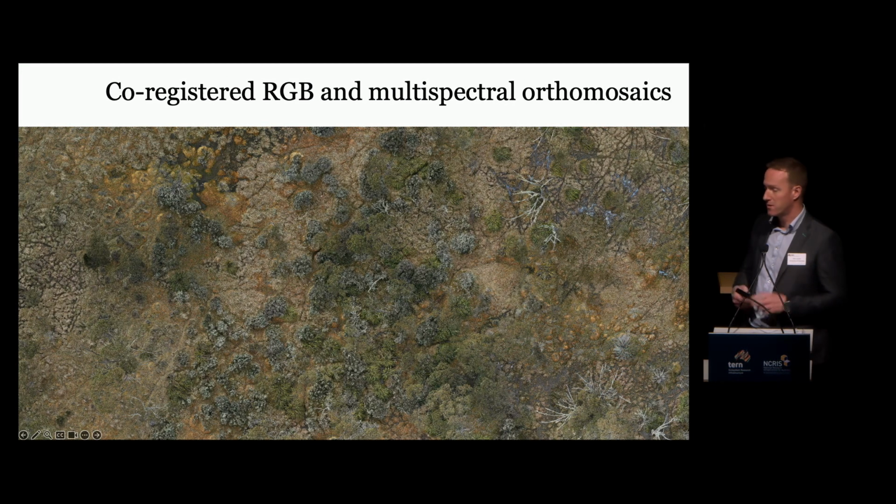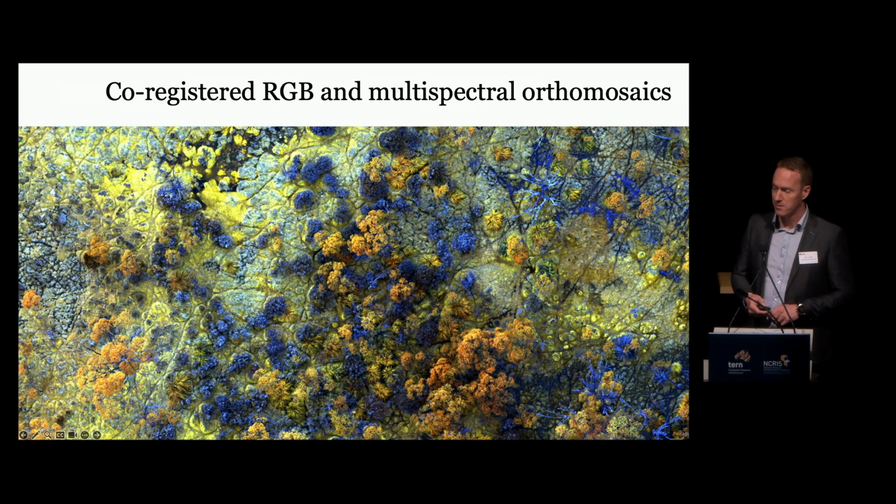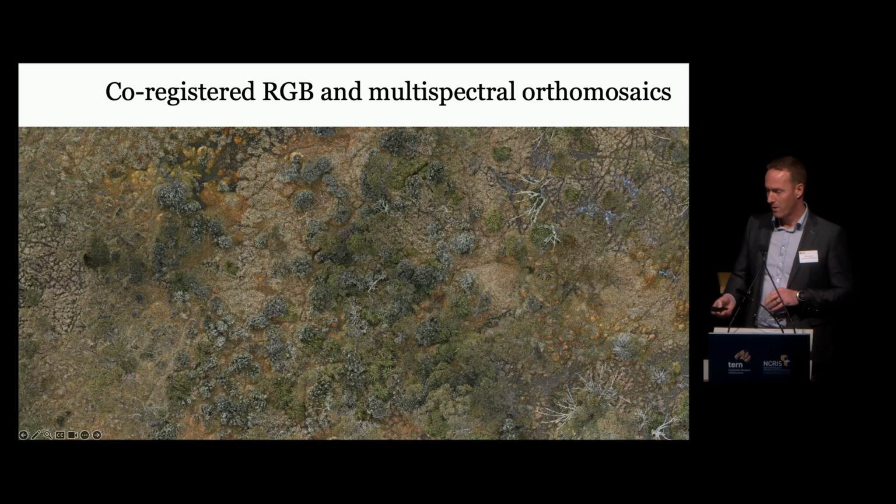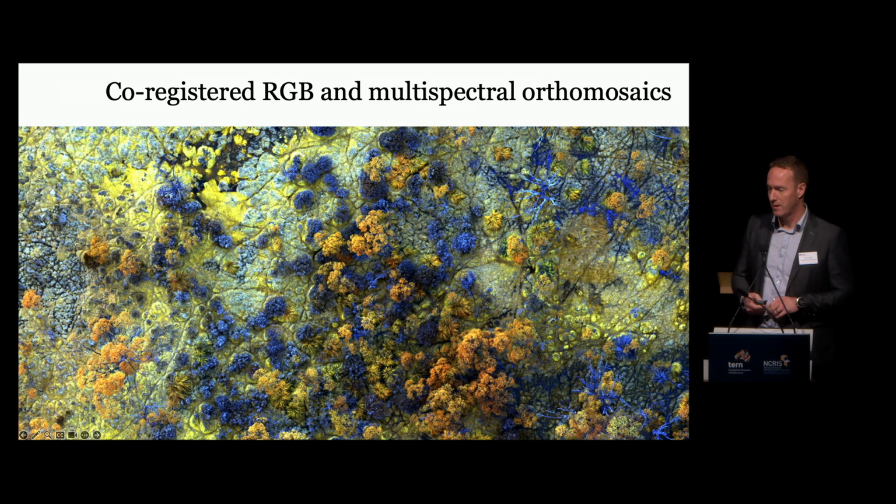So this is just a snapshot of a site in Tasmania. You can see some animal trails and branches in the high-res RGB imagery, and then overlaid on top is the multispectral imagery. So there's no photoshopping or no PowerPointing here. I haven't shifted the image. You can see there's almost perfect overlap between these images, and they're from different sensors stacked on top of each other.